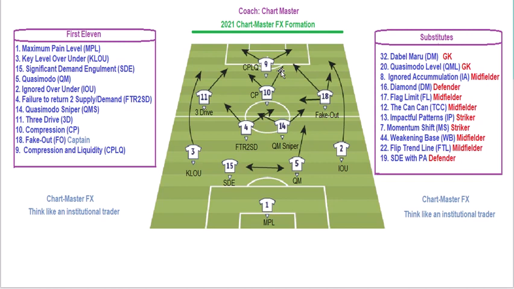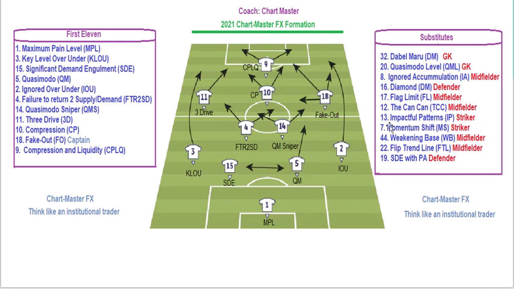So what I need you to master is that you need to master all the price approaching strategies. The price approaching strategies guys, it's a must. You need to know them. You need to know the 3 drive, you need to know compression, you need to know compression plus liquidity, you need to know fake out, you need to know impactful patterns. You need to know momentum shift. All these guys, they are powerful. You need to know them, guys, because they are entry-based strategies.